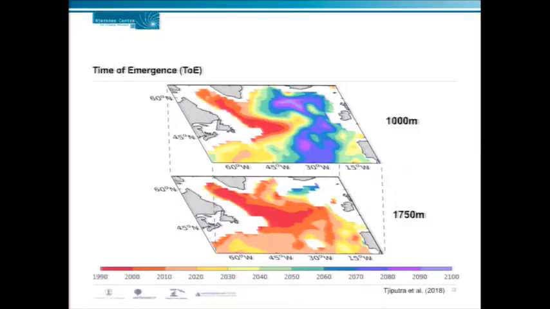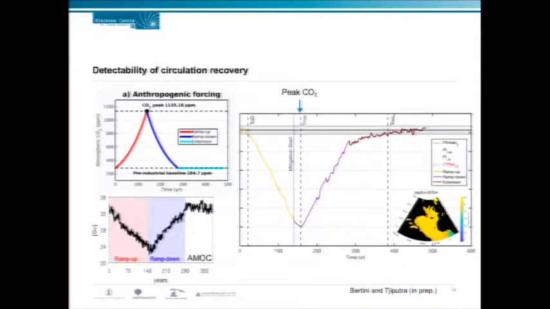And you see it more clearly here, a surface map at 1,000 meter depth and 1750. Here the time of emergence is very late, but you already see it very early in the Lab Sea near the surface, and it propagates into the interior and extends southward. So I've shown the time of emergence, showing when it escapes the natural variability.